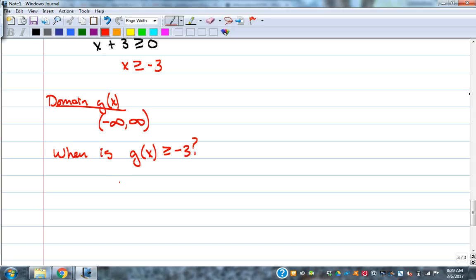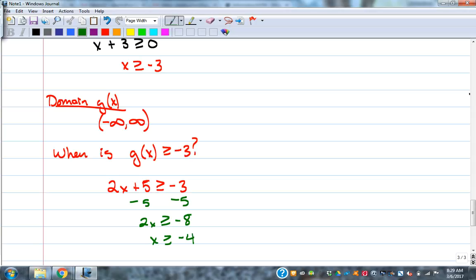And so we're setting 2x plus 5 greater than or equal to -3. And solve. Not plus 5, it's minus 5. 2x is greater than or equal to -8. x is greater than or equal to -4.